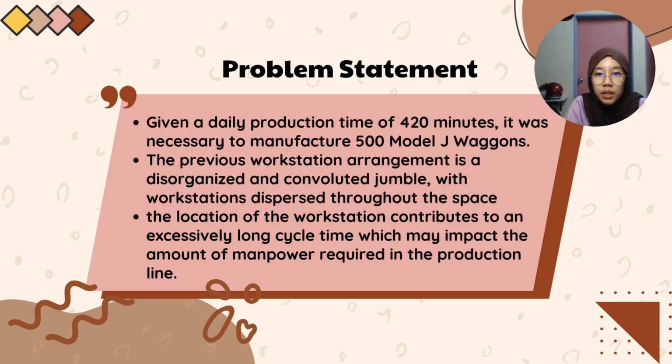So we go to the problem statement. Given a daily production time of 420 minutes, it was necessary to manufacture 500 model jailbirds. The previous workstation arrangement is a disorganized and convoluted jumble with workstations dispersed throughout the space. And then the location of the workstations contributes to an excessively long cycle time, which may impact the amount of manpower required in the production line.